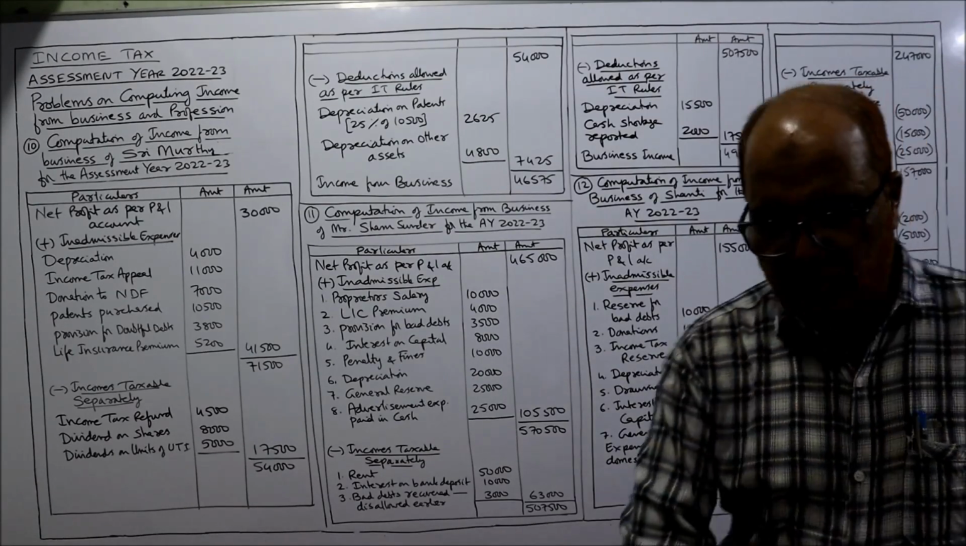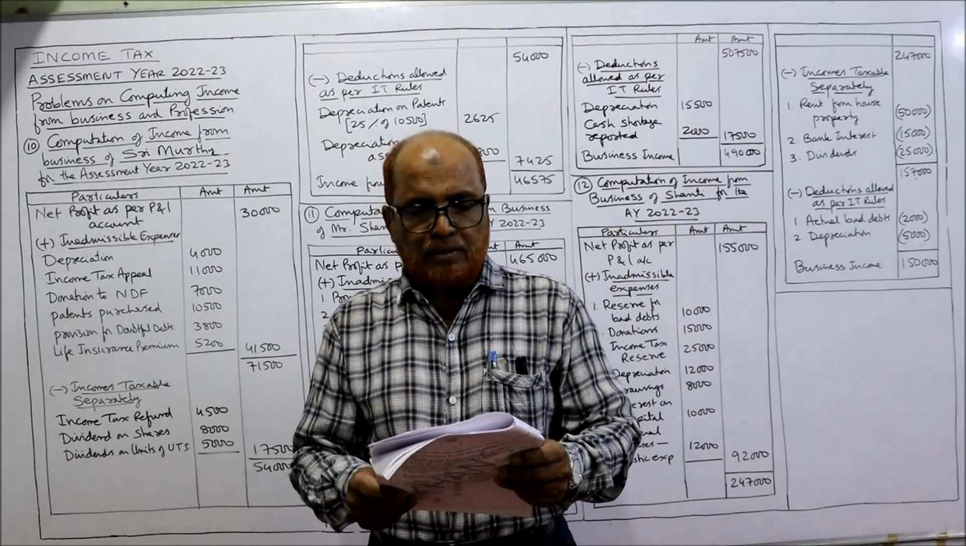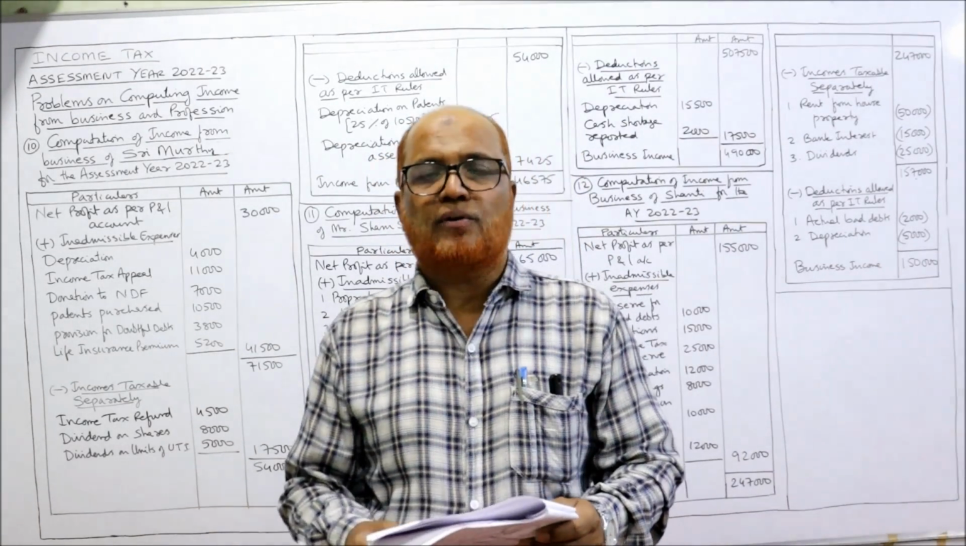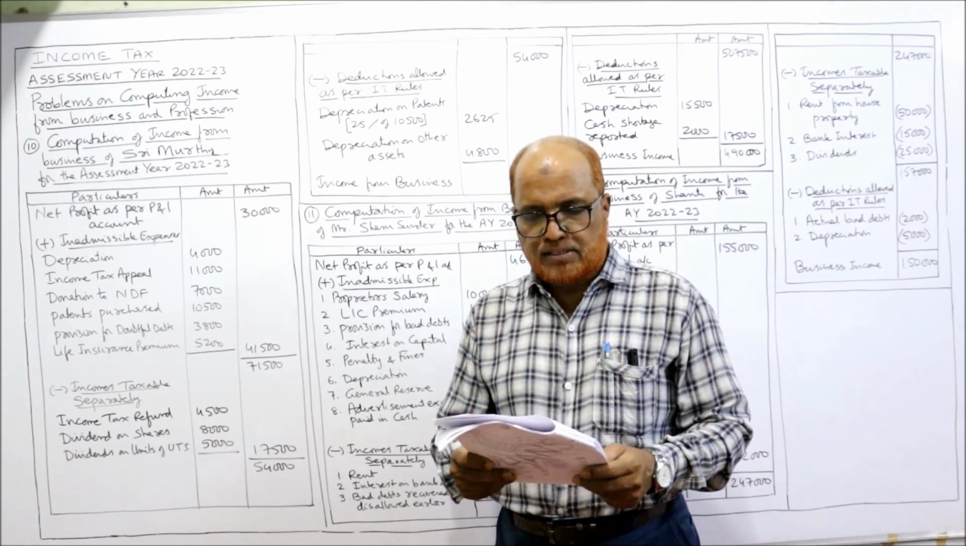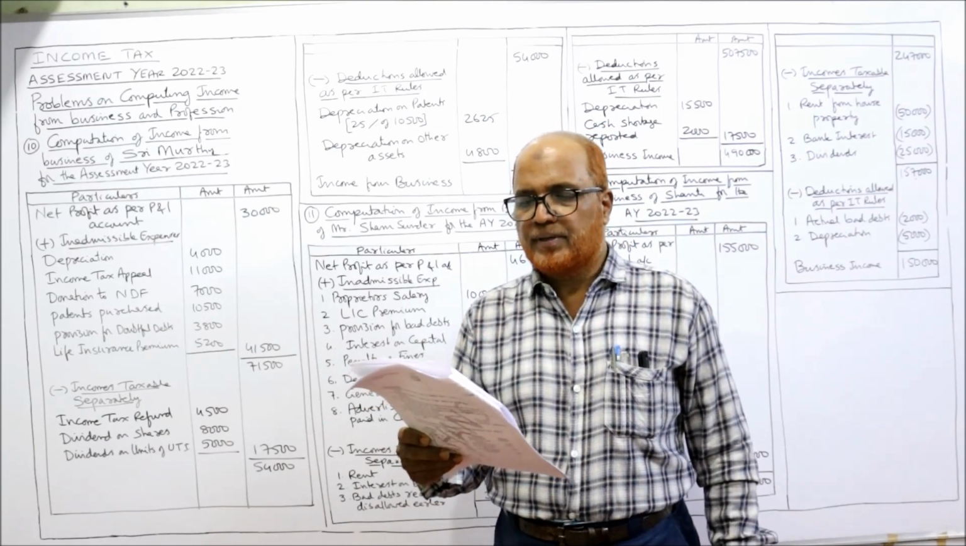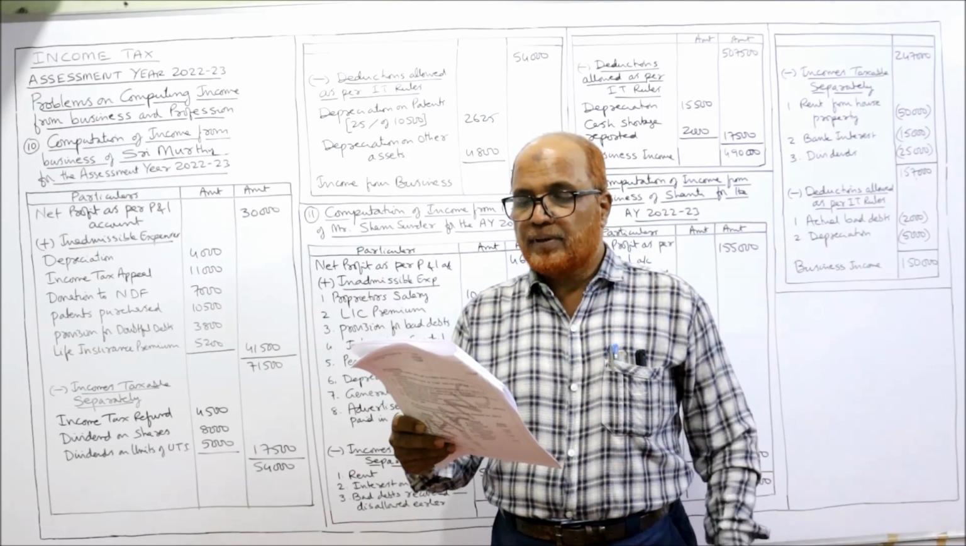Come on, see the 10th problem. Problem number 10. From the following profit and loss account of Sri Murthy, a sole trader, compute his business income for the assessment year 2021. Assessment year actually 22-23. There's a misprint there.